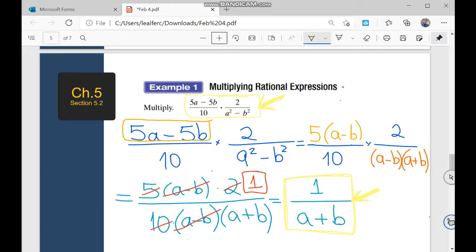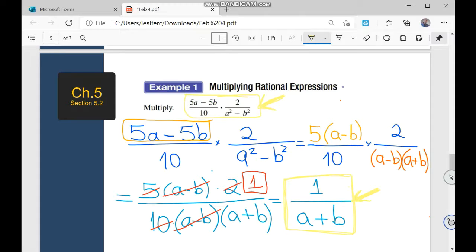If you check, the result 1 over a plus b is equivalent to the original multiplication. You have lots of coefficients, lots of exponents, a very complex expression here. You simplify it into a very simple rational expression, 1 over a plus b.